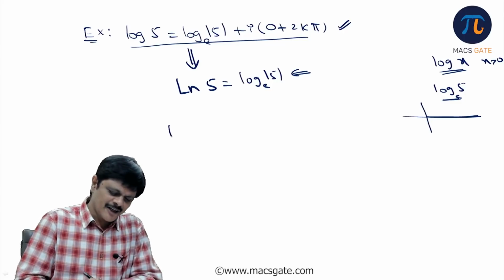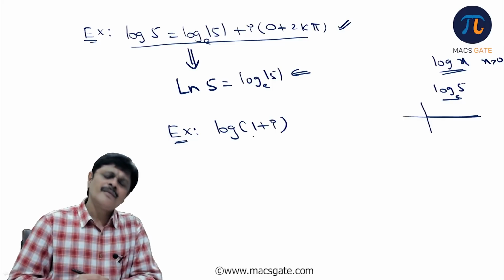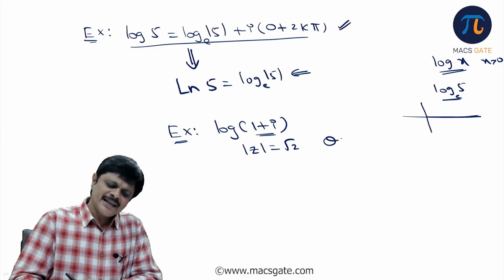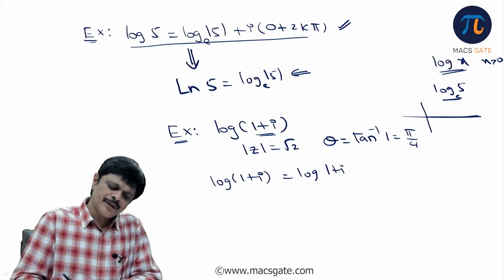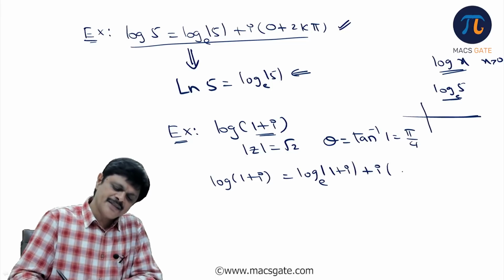For logarithm we write general values. For example, if I have log of 1 plus I, how can you write log 1 plus I? See, we need mod Z. What is mod Z? This is Z now. Mod Z is nothing but root 2. What is theta? Argument. Argument is tan inverse 1, which is nothing but pi by 4. So what is log 1 plus I according to the definition? Log mod 1 plus I to the base E, I'll write it properly, plus I times theta plus 2k pi.